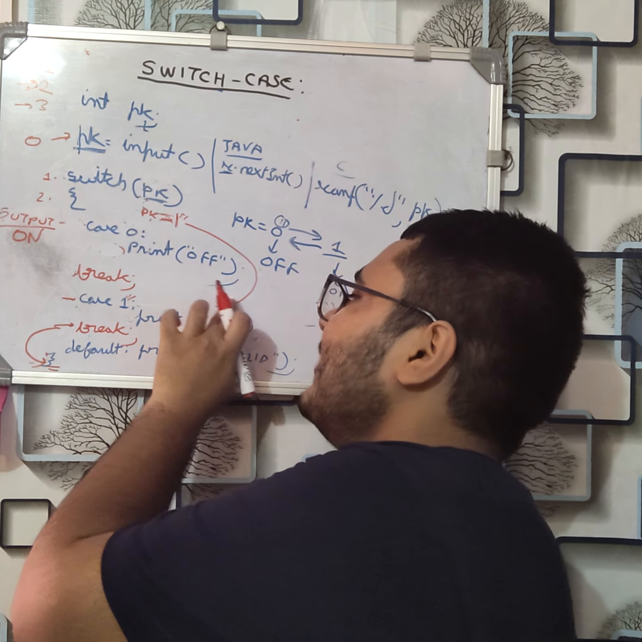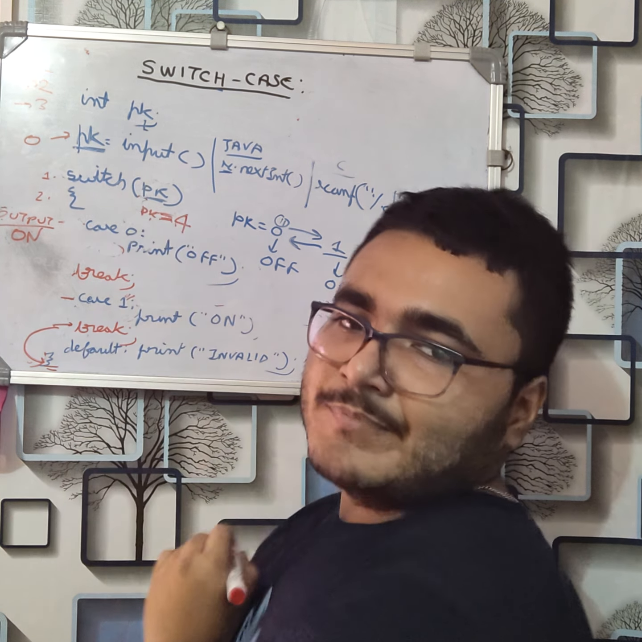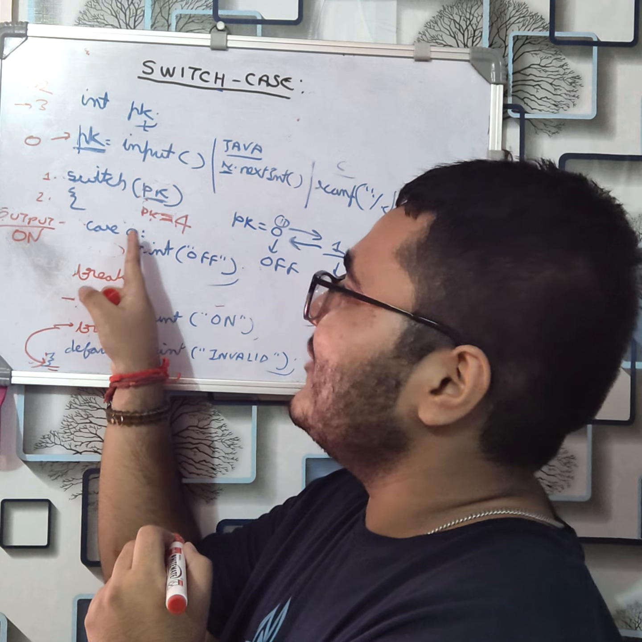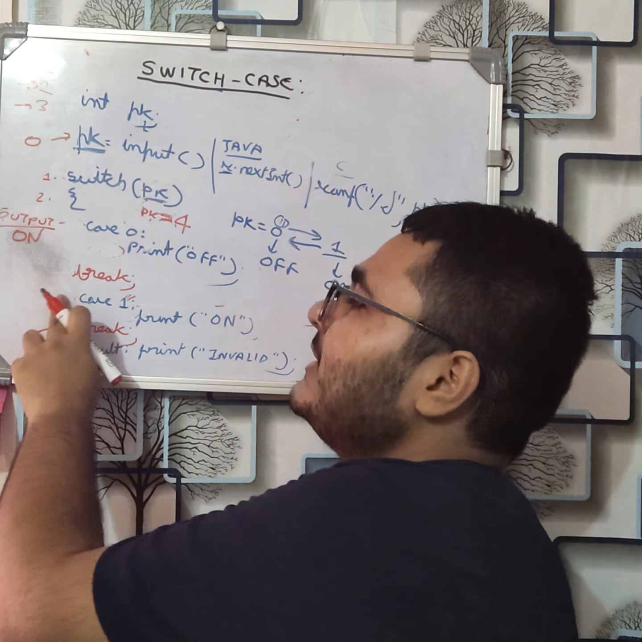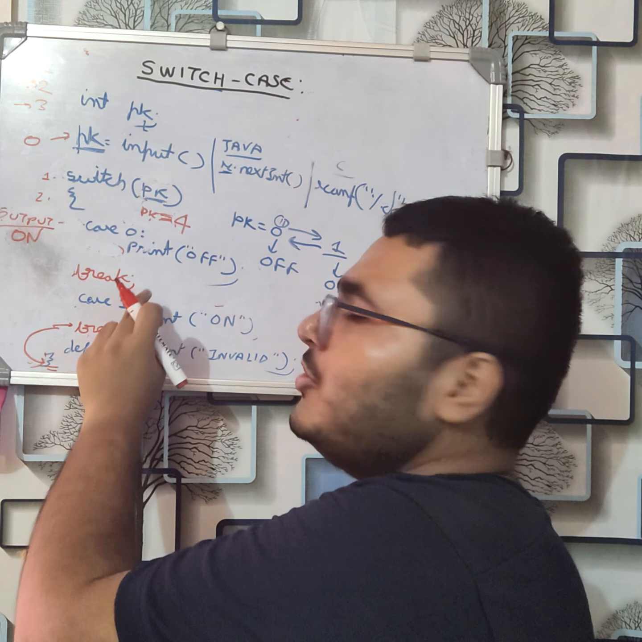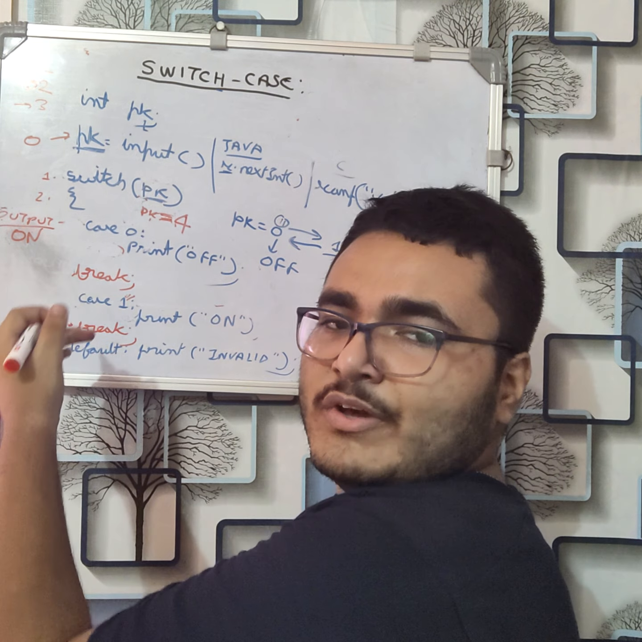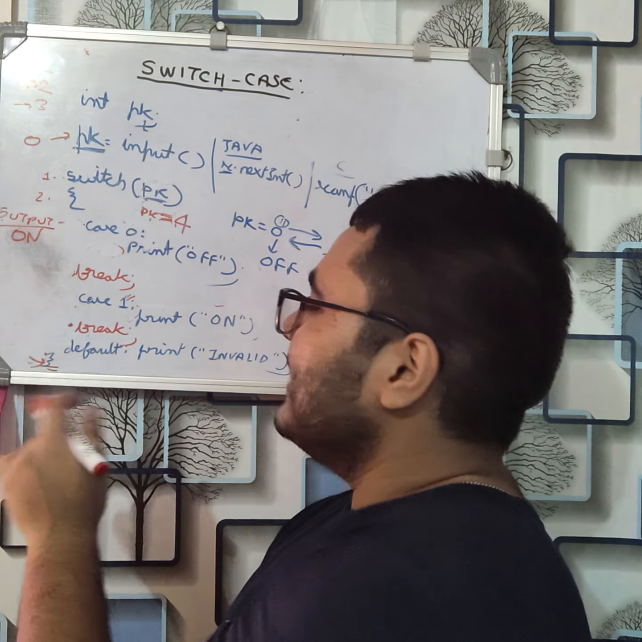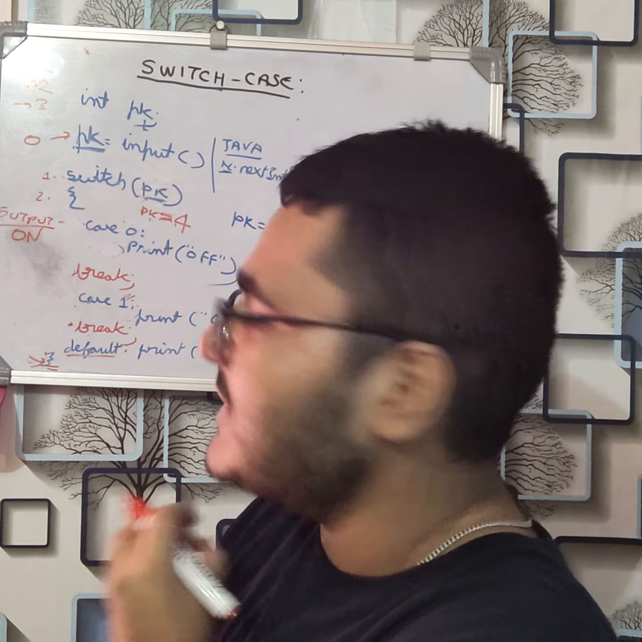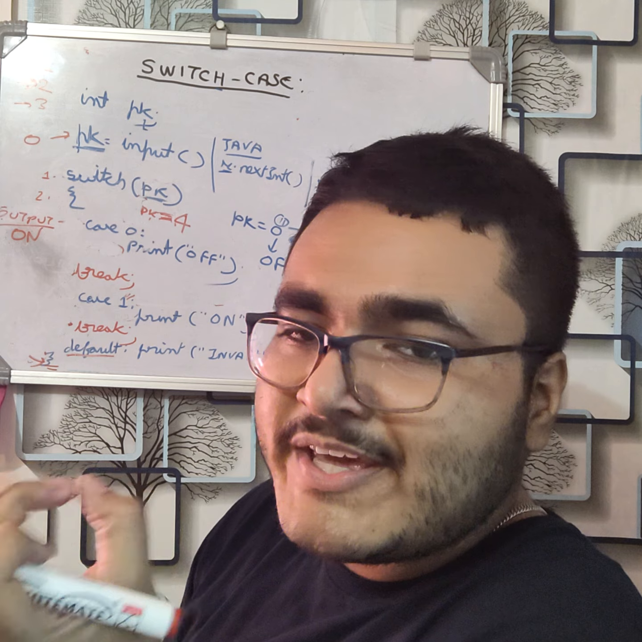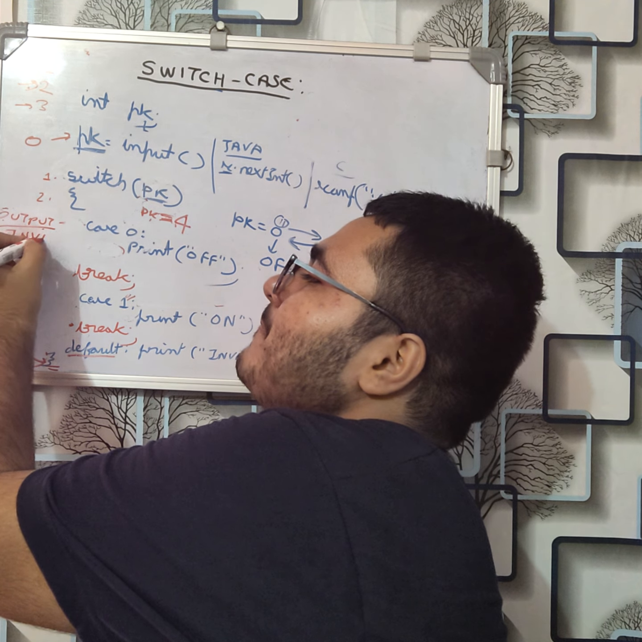And other than this, if I give any value, say pk is equal to, if I give now 4. So 4, case 0, is 0 matched with 4? No. So false. Therefore don't read from here. 1, is 1 matched with 4? No. So don't read here. So there is no case matched, nothing is matched, and hence default will be checked. Default will always execute if no case is matched. Got my point? So if 4, then invalid input.